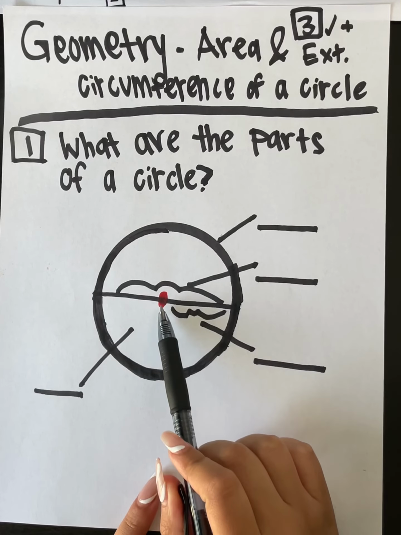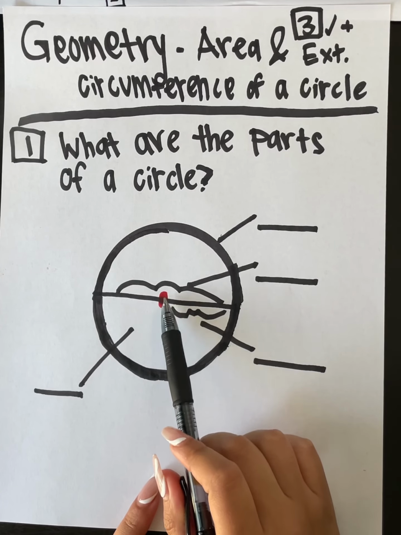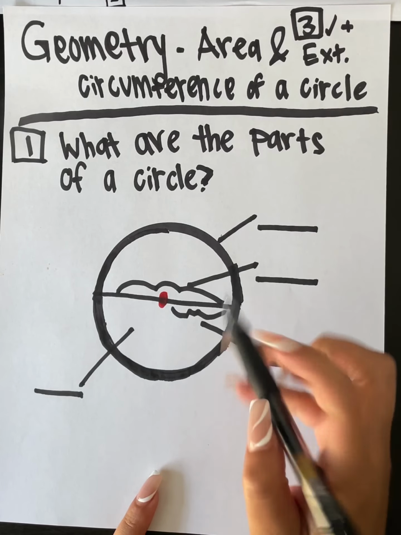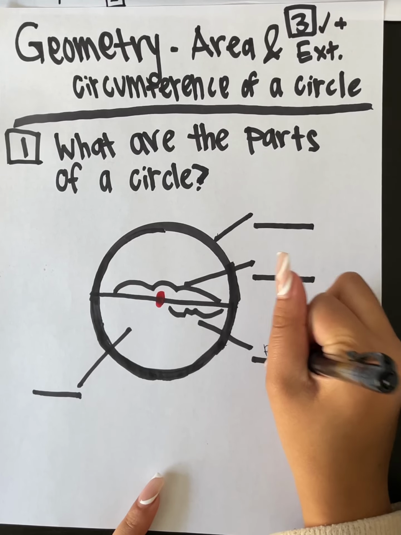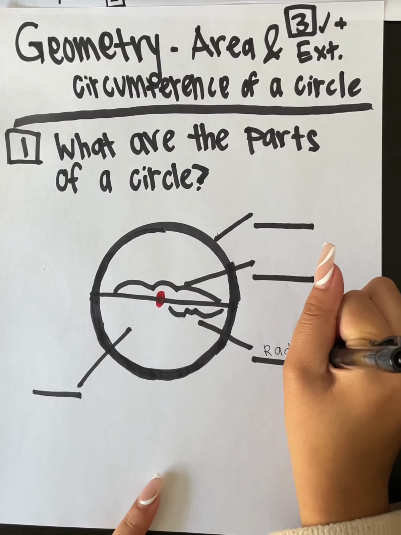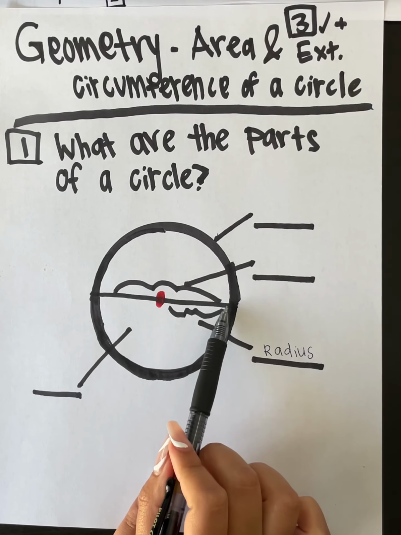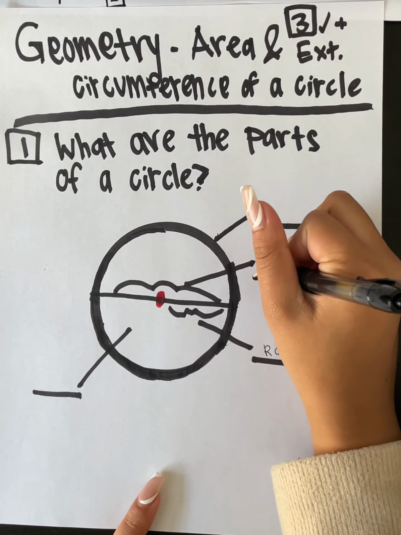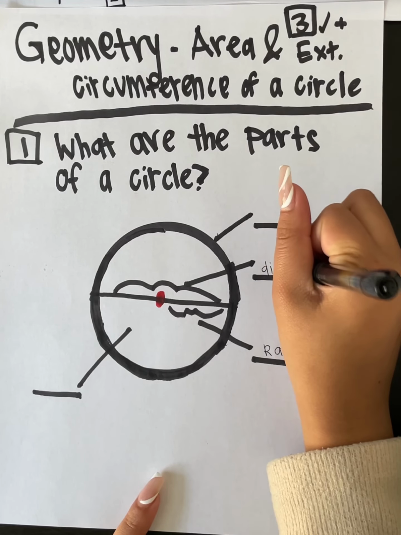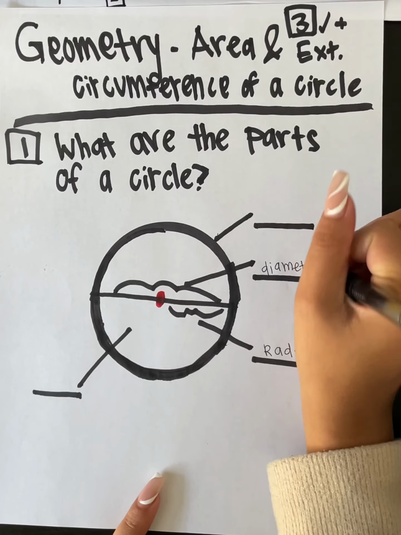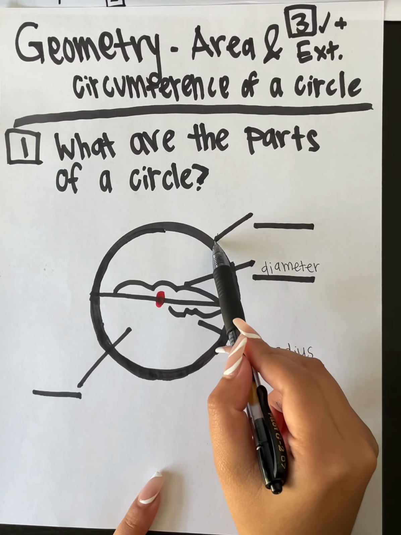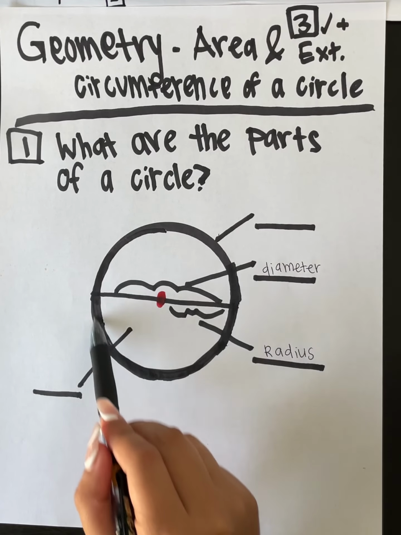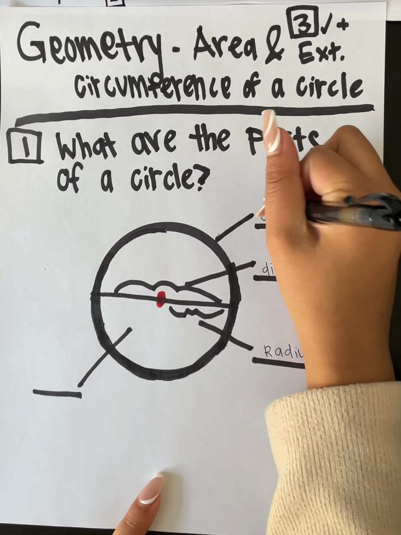So if we look right here, we see this little red circle is the center of the circle, and then going to the outer side, this is the radius. And then if we look at this entire line that goes from one side to the other, that is the diameter. And this right here is pointing to the outer part of the circle, so going all around the circle, this is the circumference.